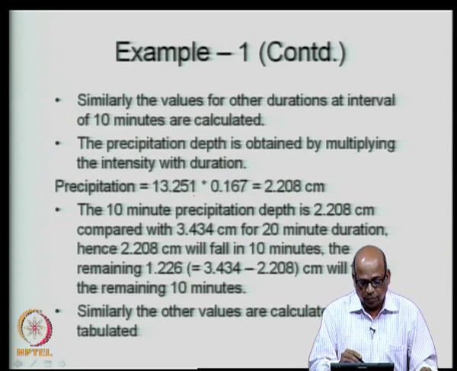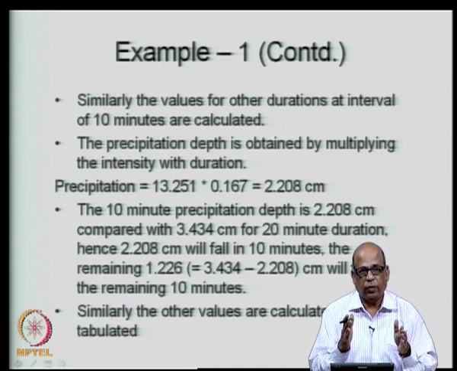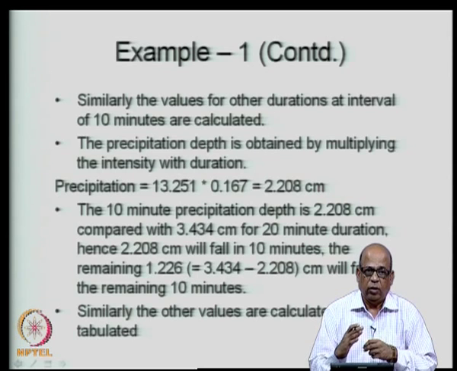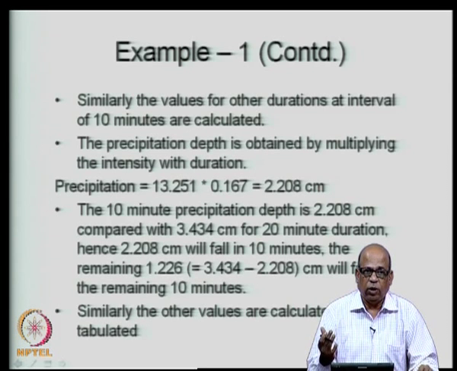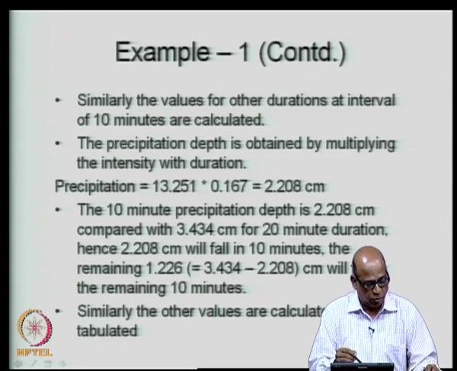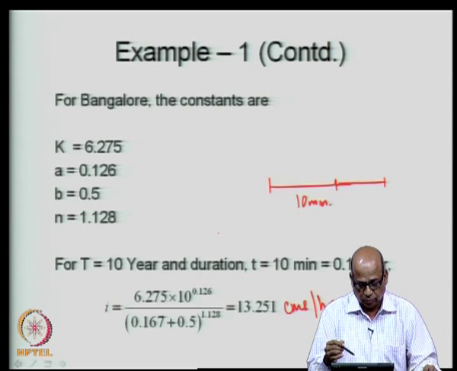So, for 10 minutes you get a precipitation depth of 2.208 centimeters. That means the first 10 minutes the precipitation is 2.208. Now, we will go to t equal to 20 minutes. That means for a duration of 20 minutes you get 3.434 centimeters.